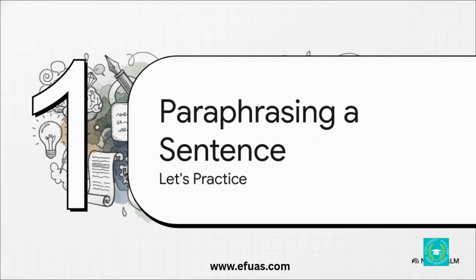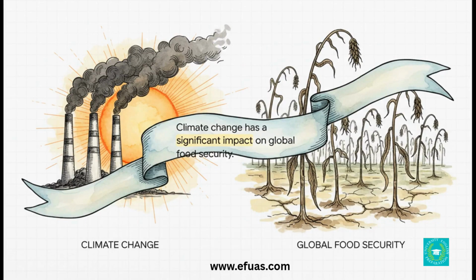Okay, now for some practice. We're going to start with a single academic sentence, just to see how our 4 steps work in action. Here's our original sentence. It says, climate change has a significant impact on global food security. We're going to apply our formula to this sentence right now, step by step.